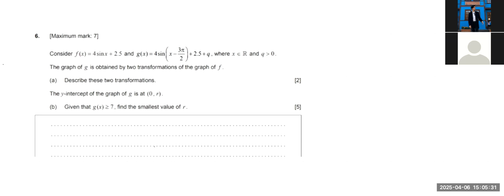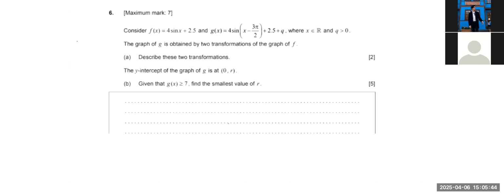Both of them have a factor of 4 in front of the sine. Both of them have a 2.5. Okay. The question is, what was done to F to make G? That's the question. So what did we do to F to make G?